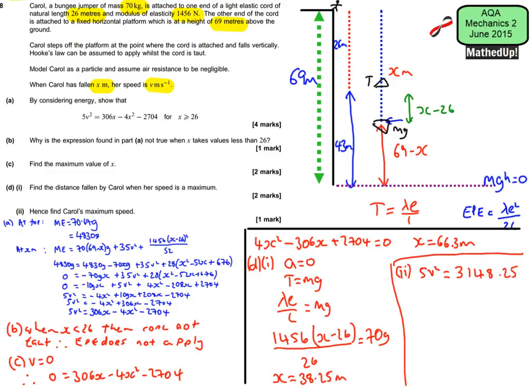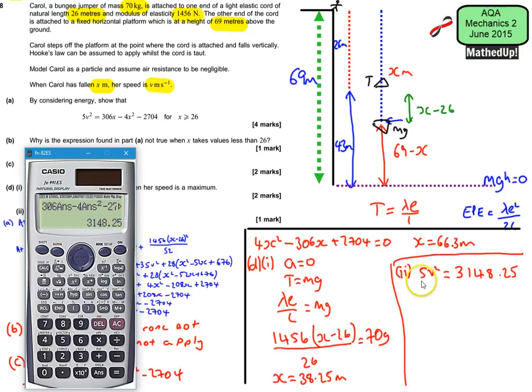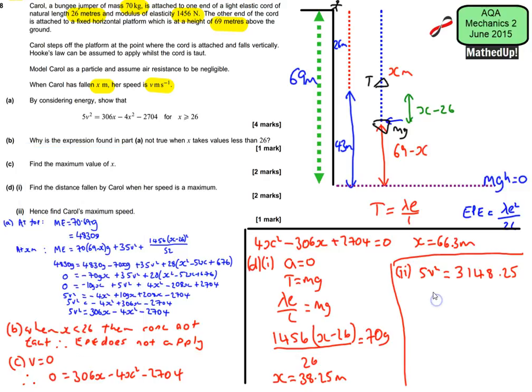So that's what 5v squared is, so I need to divide that by 5 and then square root my answer, and I get 25.1. So v is equal to 25.1 meters per second, and that there is going to be what Carol's maximum speed is.